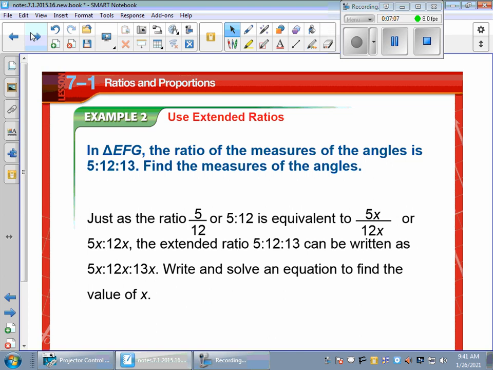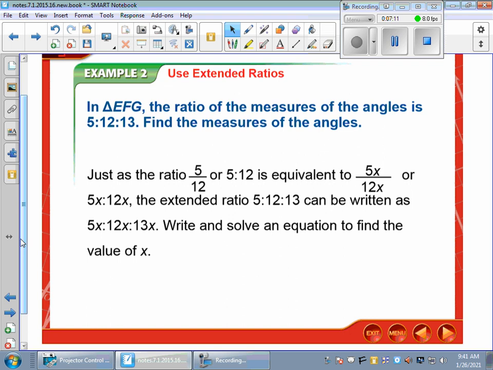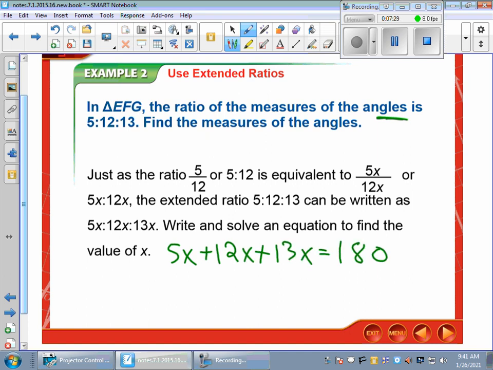Next one here, again, using extended ratios, they give you that, but if they don't, when you're faced with a problem like this, let's read it. We have a triangle, the ratio of the measures of, now we're talking angles. Remember, angles add up to 180, so we're going to go 5x plus 12x plus 13x, and we know, again, the sum of the angles is 180. Add these numbers up, we're going to get 30x equals 180. You divide by 30, and you get that x is 6.